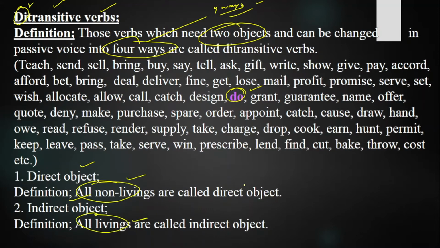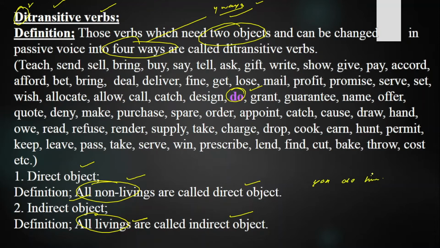Whatever non-livings we have, those are known as direct objects, and whatever livings we have are called indirect objects. They need two objects to complete their meaning, one direct and one indirect. If you put only one of the objects, the meaning won't be clear, and sometimes it will even be wrong. Suppose I say, you do him.